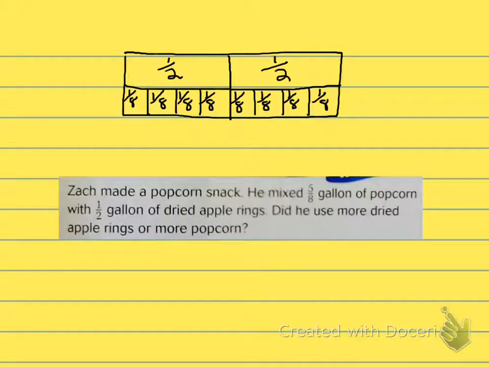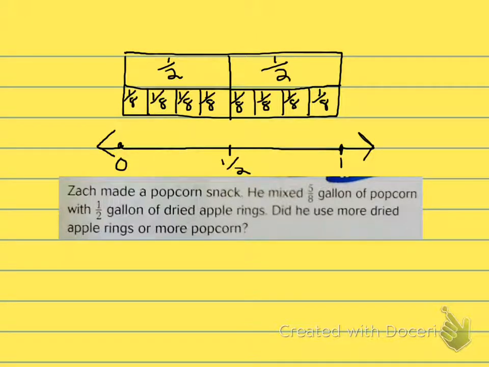Here we have a fraction model with fraction strips, very similar to a number line. I'll draw a number line right here. Here's 0, all the way to 1, where the fraction strips end. Here's 0, here's 1. Here is 1/2.